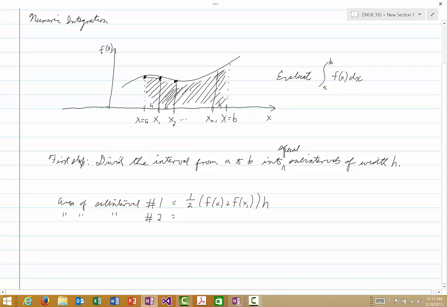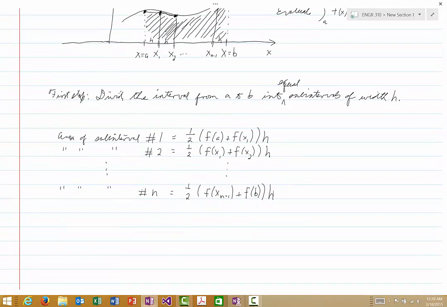Then we'll do the same kind of thing for subinterval number 2. So now we join f of x1 and f of x2. The average of those two will be 1/2 of f of x1 plus f of x2, and we'll multiply that by h, and then we continue with this, dot dot dot, until we get to the area of subinterval number n, and that will be 1/2 of f of x n minus 1 plus f of b, times h.